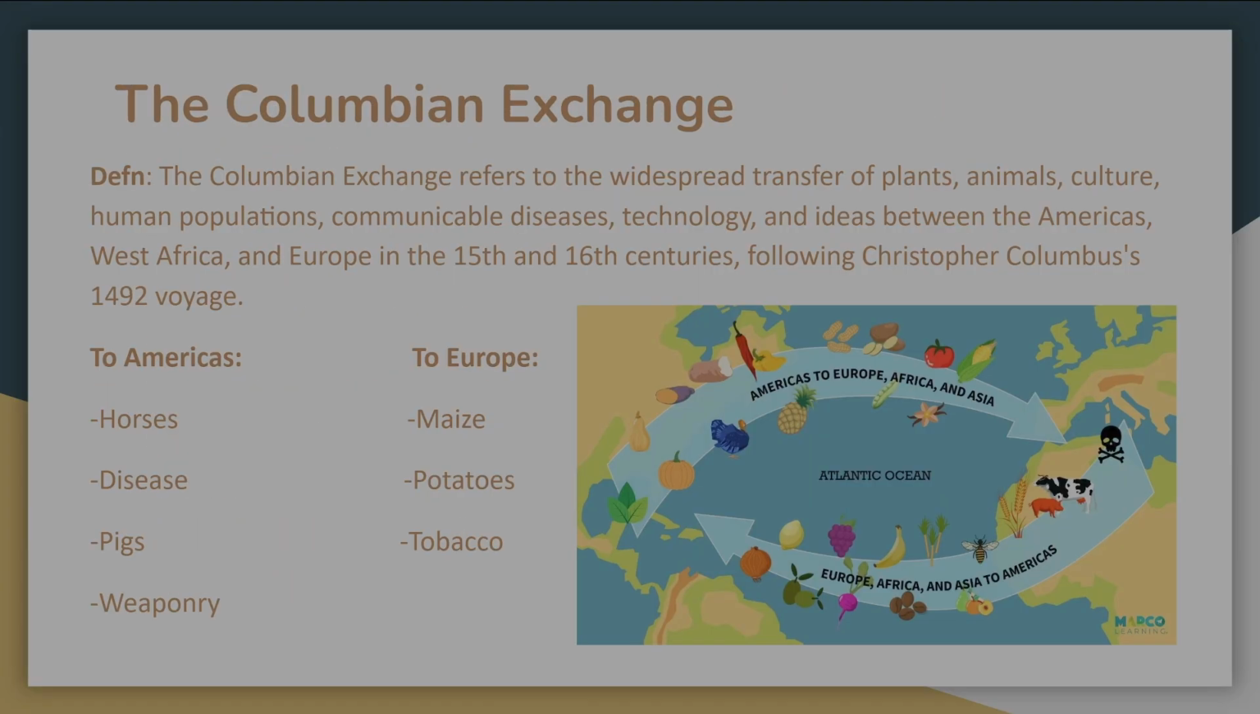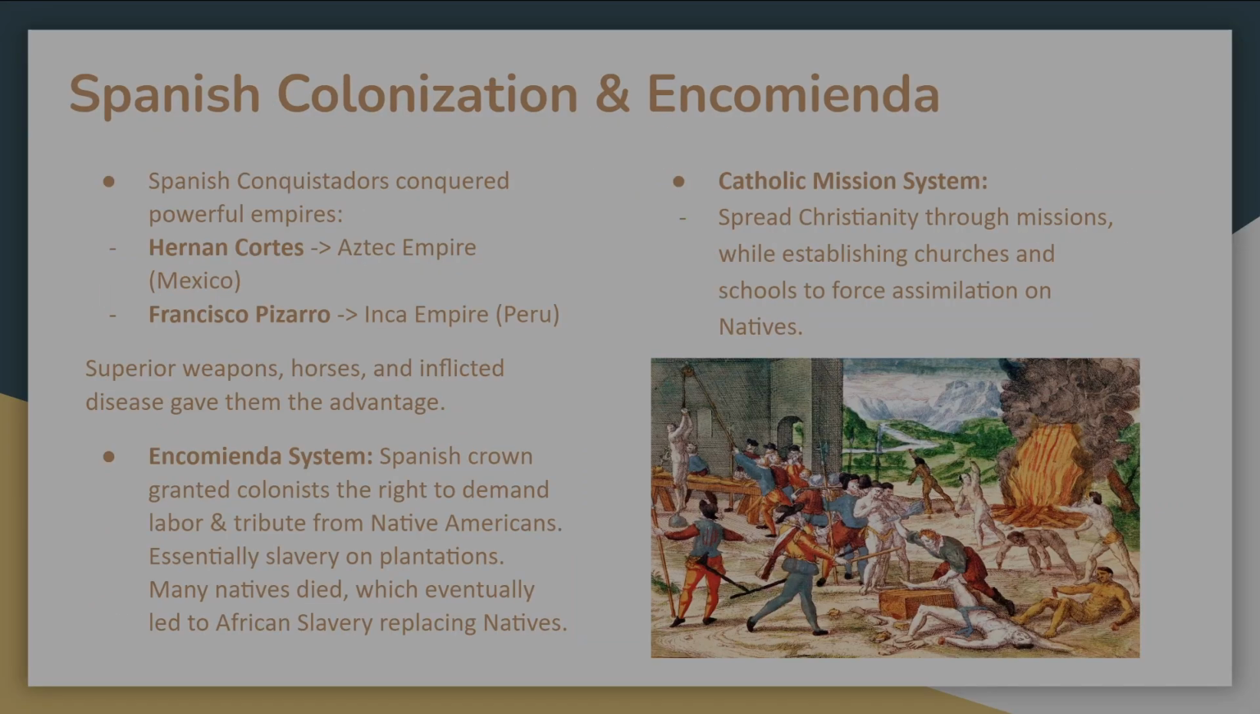The Columbian Exchange. The Columbian Exchange refers to the widespread transfer of plants, animals, culture, human populations, communicable diseases, technology, and ideas between the Americas, West Africa, and Europe in the 15th and 16th centuries following Christopher Columbus's 1492 voyage. So to the Americas, horses, disease, pigs, and weaponry, and to Europe, maize, potatoes, and tobacco. And you can look at the image right here, it kind of shows that.